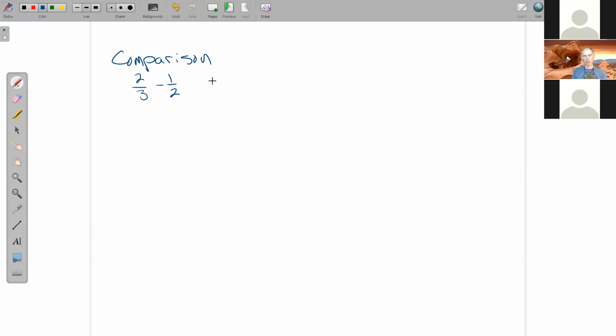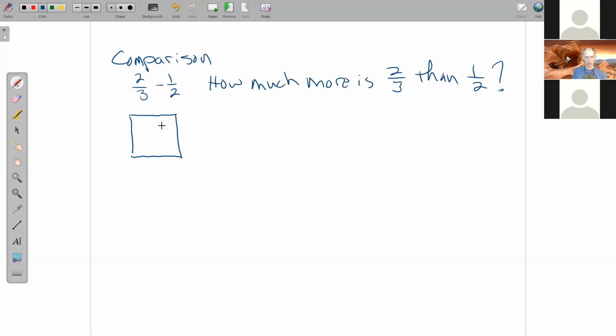What does comparison mean here? It means how much bigger is 2/3 than 1/2? How much more is 2/3 than 1/2? Well, in order to see that, I have to compare 2/3 to 1/2. I've got to see them next to each other. So again, like before, I draw my 2/3. And I draw my 1/2 next to it. So I want to compare them to each other.